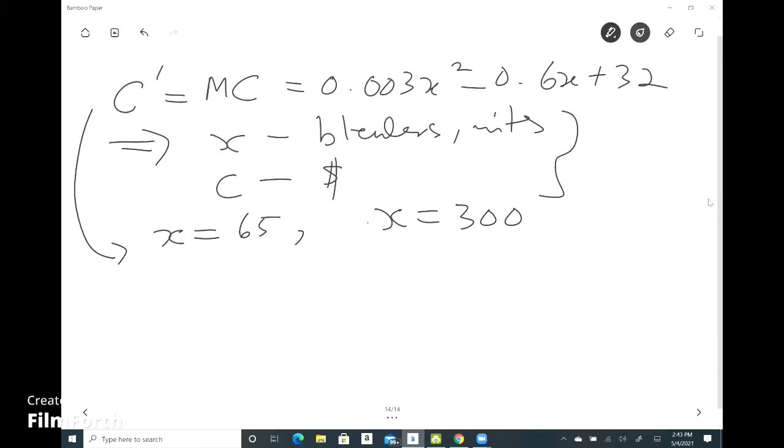Now to save time, for those people whose name is A up to M, you do the first one. Your name is N up to Z, you do the second one, and then you share. Okay, do it now. Find the marginal cost at these two levels of x. Okay, the first person who gets it, let me know, and tell me the marginal cost at what level of output.